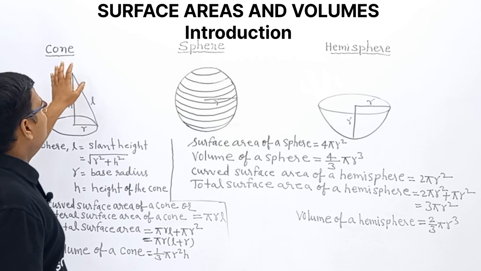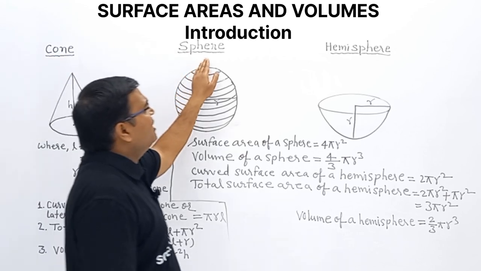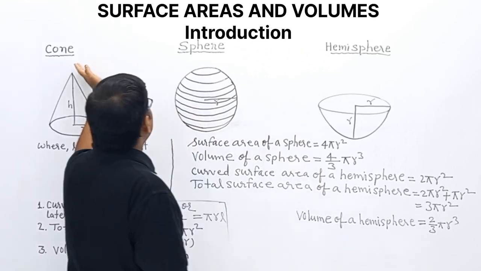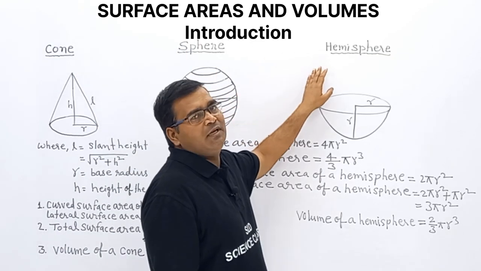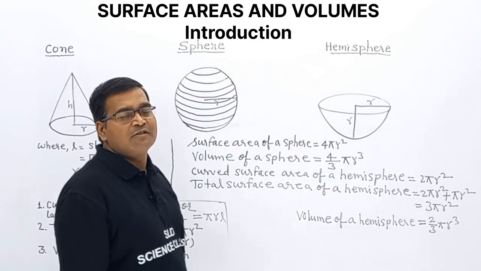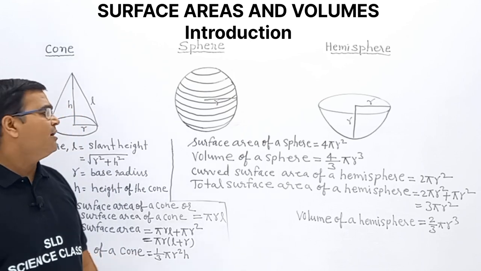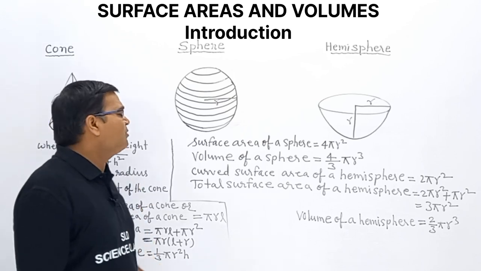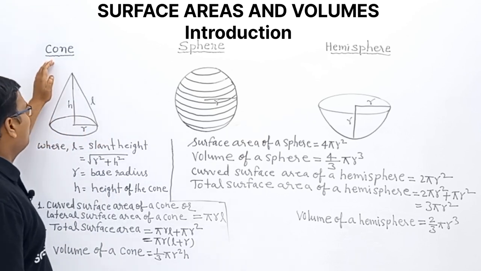So, for these cone, sphere and hemisphere, we want surface areas and volumes. Clear? So, one by one I am taking. First one I am taking is the cone.